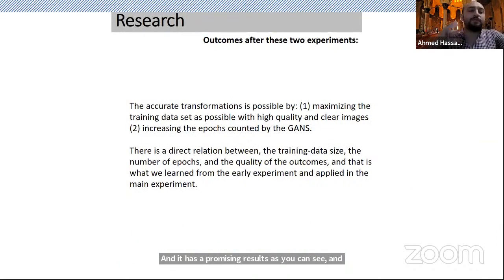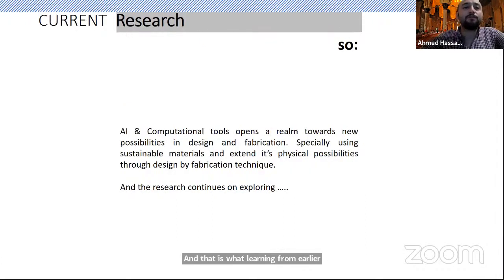My conclusion from these two experiments using AI is that maximizing the training data set as much as possible, with high quality and clear images, is very helpful for accurate transformations, as is increasing the epochs. So there is a direct relation between the training data size, the number of epochs, and the quality of outcomes, and that is what I learned from early experimentation. AI and computational tools open a realm towards new possibilities in design and fabrication, especially using sustainable materials, and extend its physical possibilities through design by fabrication techniques. And the research continues exploring.